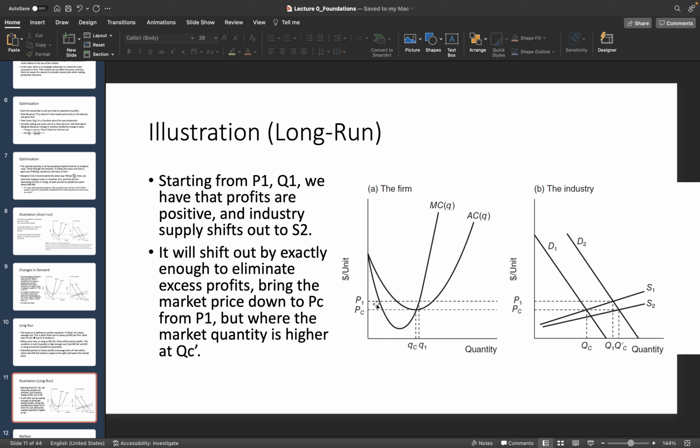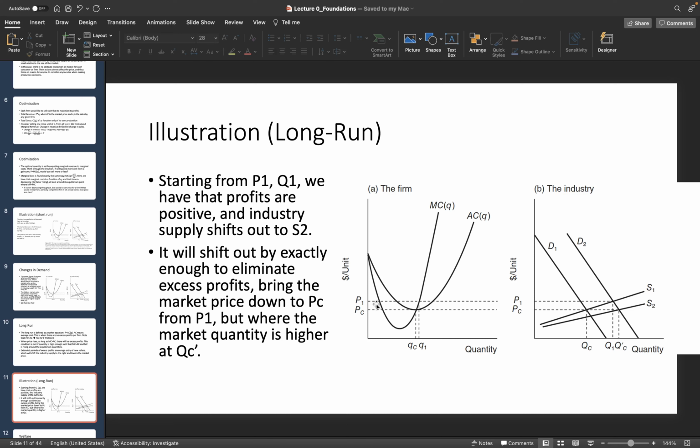Now the industry supply curve will shift to the right by exactly enough to lower the price P1 back to PC. So S1 will move to S2 such that P1 will go back down to PC. But when price goes down to PC, then per firm output goes down from Q1 to QC, right?